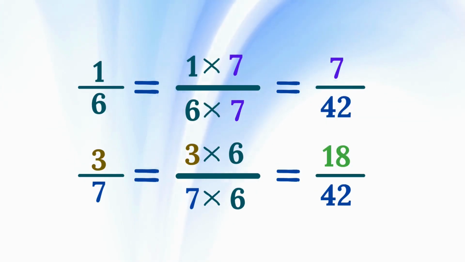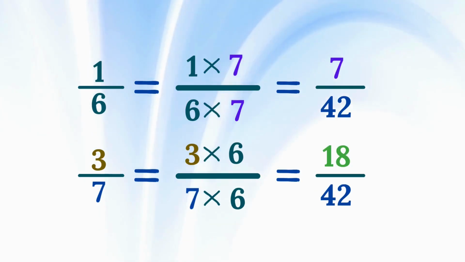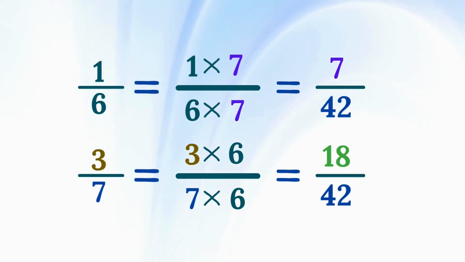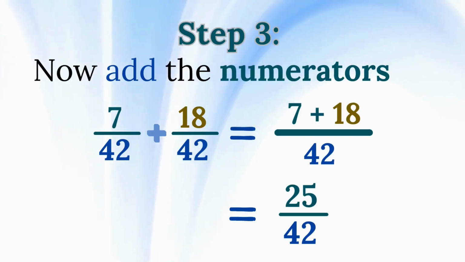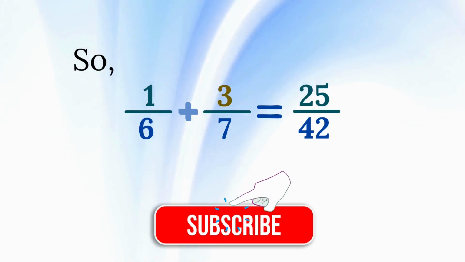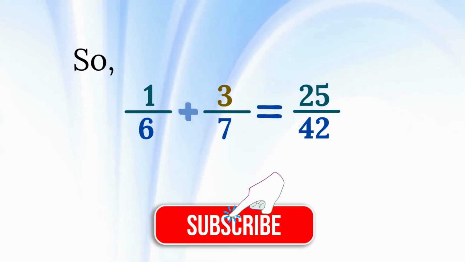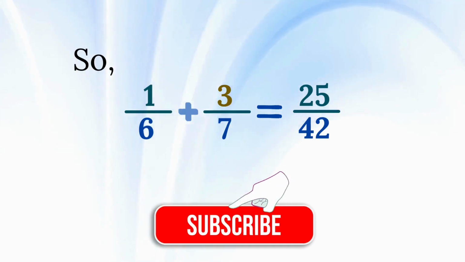1 over 6 becomes 7 over 42 because 1 times 7 over 6 times 7 equals 7 over 42. 3 over 7 becomes 18 over 42 because 3 times 6 over 7 times 6 equals 18 over 42. Step 3. Add the numerators. 7 over 42 plus 18 over 42 equals 25 over 42. So, 1 over 6 plus 3 over 7 equals 25 over 42.